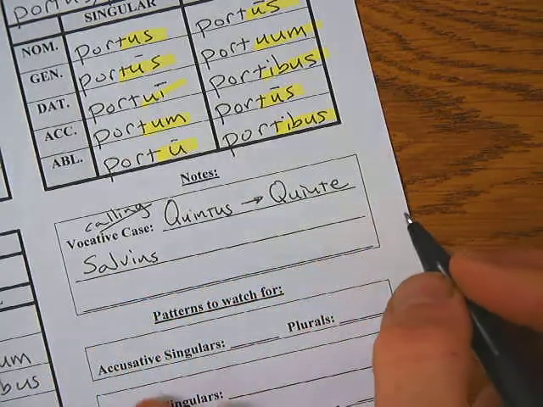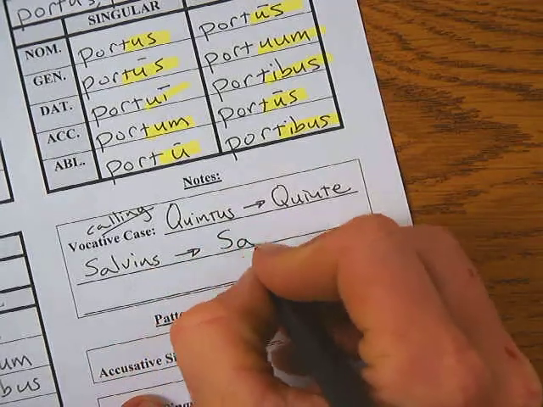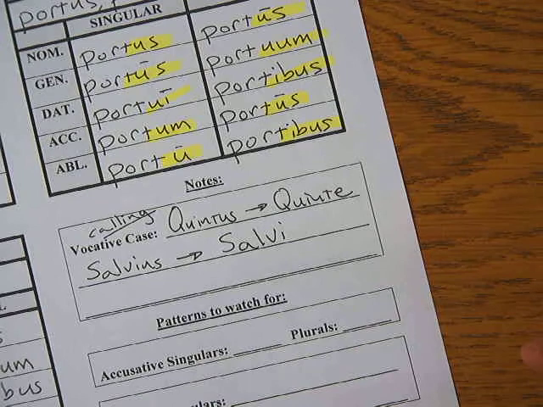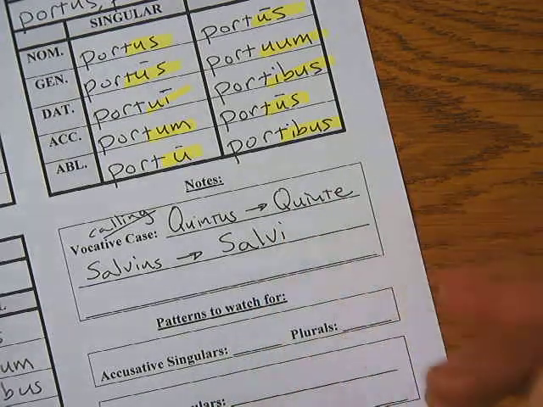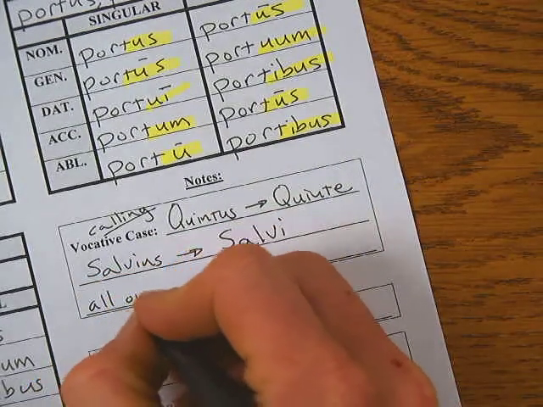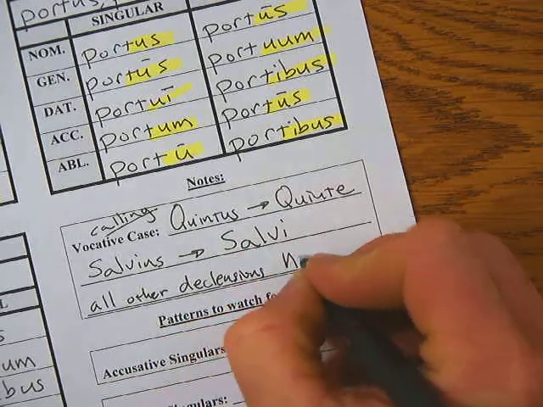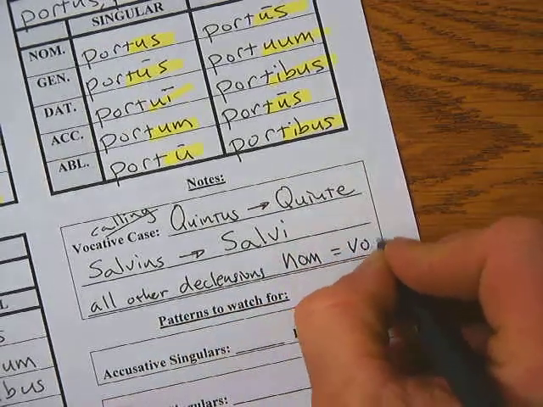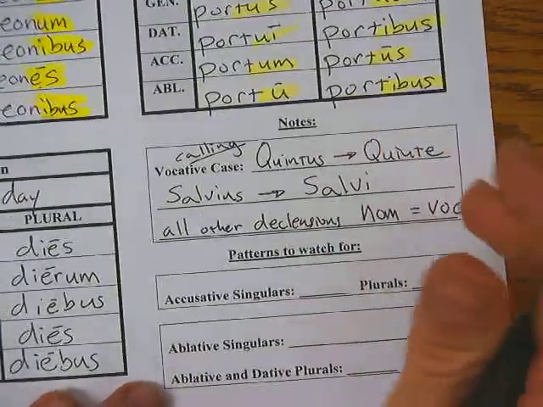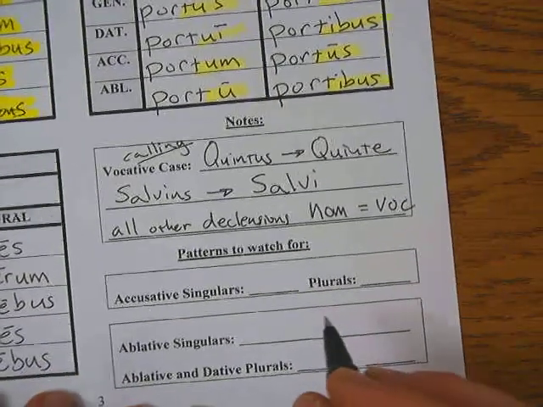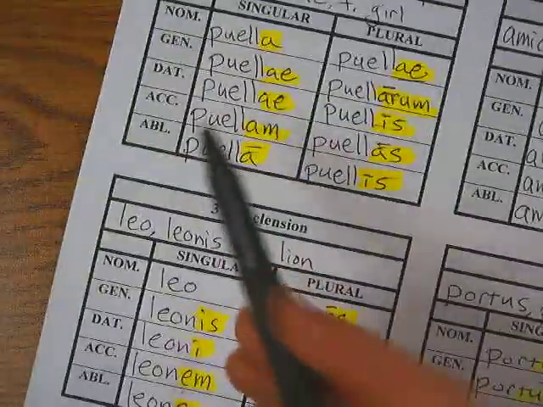If their name ends in ius and they're second declension, like Salvius, this is the other little exception. You don't say, hey, Salvius. It changes to Salvi, just to an I. Mi Salvi, mi Quinte. That's just how the Romans like to do it. Other than that, the nominative is the same as the vocative in all of the declensions. Second declension is the only exception, so it's a good rule to know.